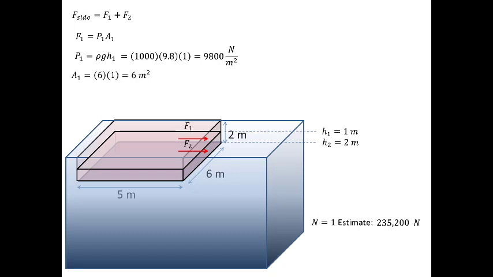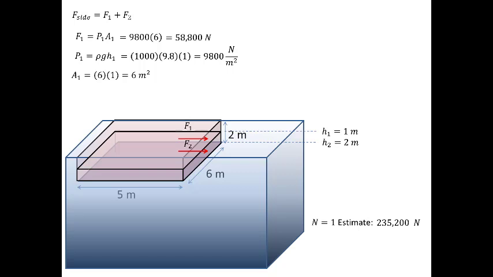And that area is going to be 6 times 1. So that's the area of that upper section. Now notice that with this we can calculate F, which is 9,800 times 6, which is 58,800 newtons.